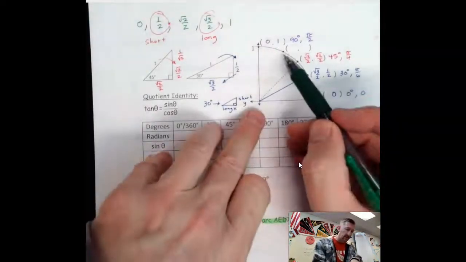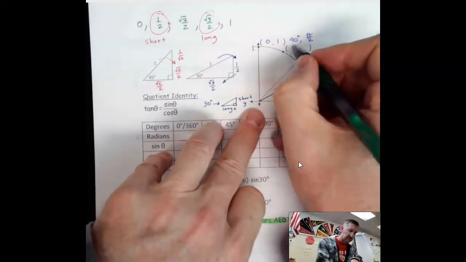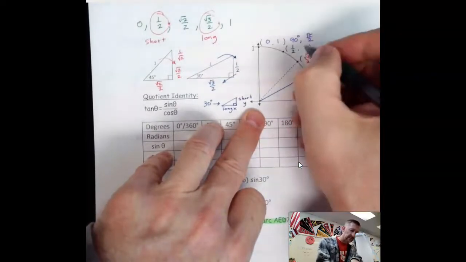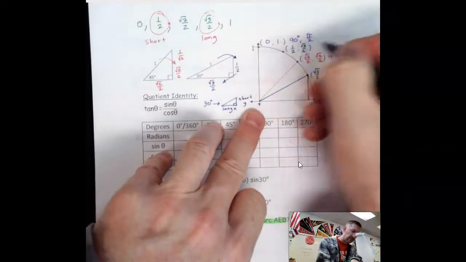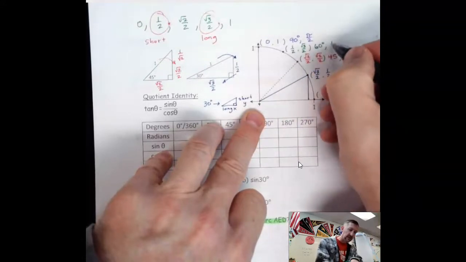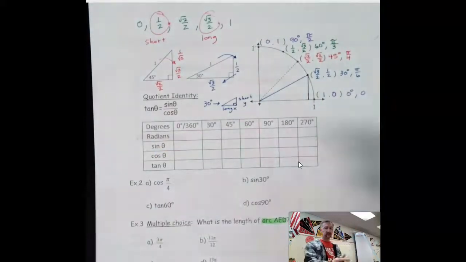And if we come up here, that's going to be a short x. So that's 1/2, and that's going to be a long y up to here. So that's root 3 over 2. And that was 60 degrees, and that is pi over 3. 180 divided by 3 is 60. Okay, so that might not mean a whole lot to you right now, but it'll get better.